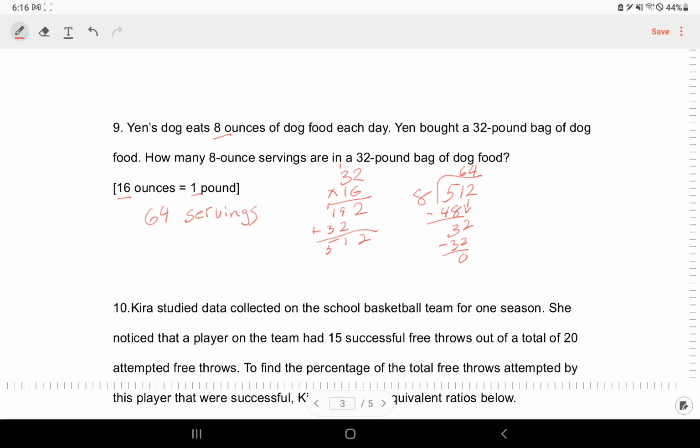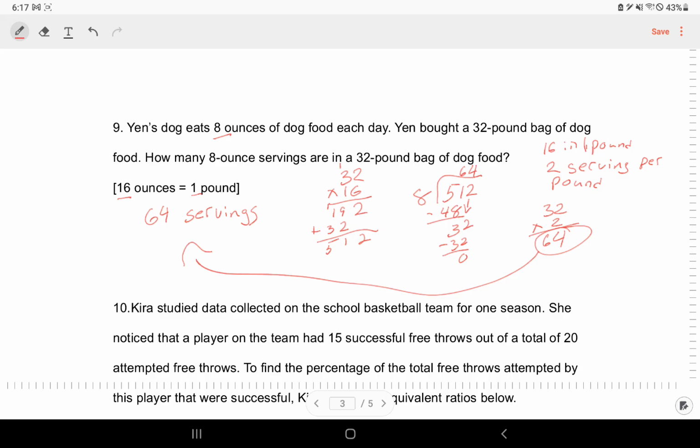Now, the other way is, since there are 16 ounces in 1 pound, that's 2 servings per pound. So 32 times 2 is 64. Either way is acceptable.